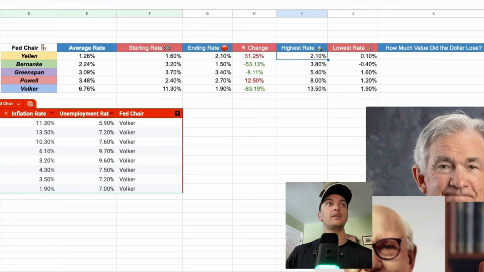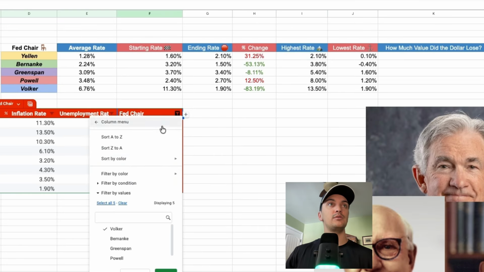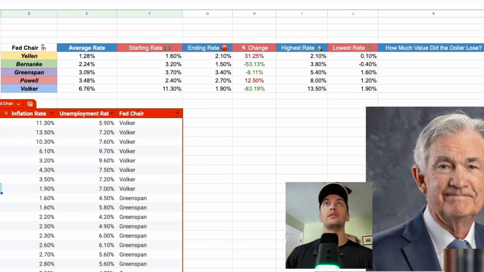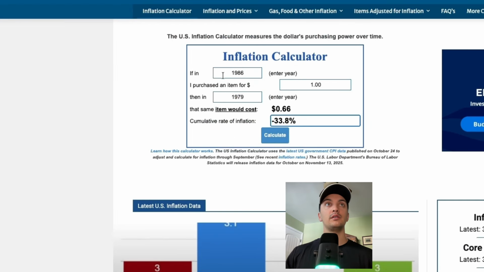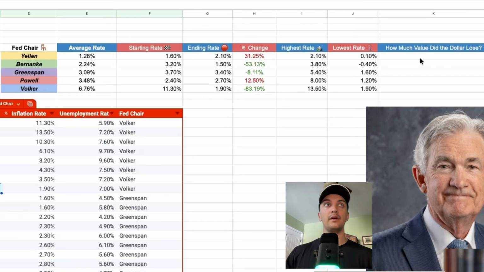Now we'll see how much did the dollar lose under each one of their terms. So here's kind of how it works. So you say, if in 1986 I purchased an item for $1, then in 1979 that same item would have cost 60 cents. It lost 33.8% of its value there. So that was under Volcker. So we'll do minus 33.8. Cool. So next we'll do Greenspan, which would be 1987 and 2005.